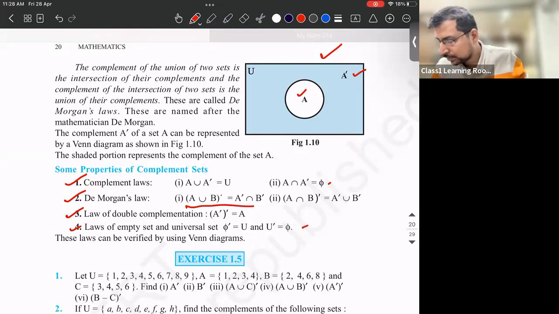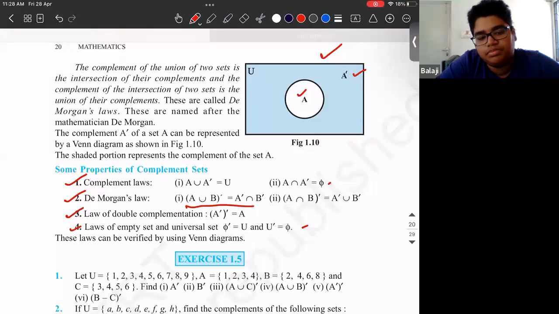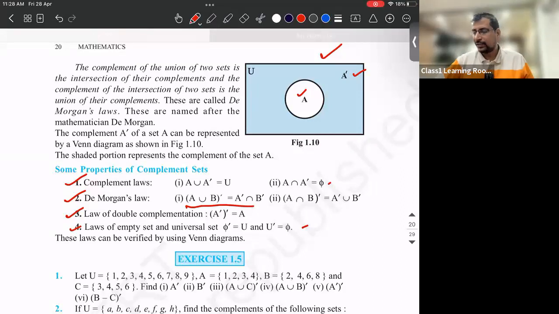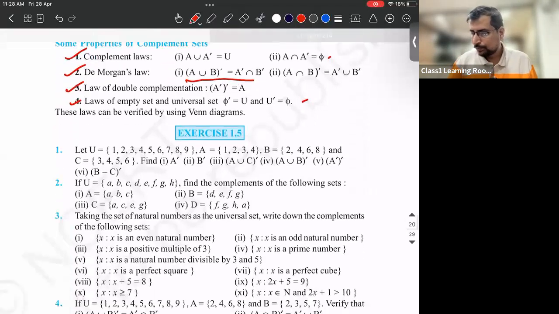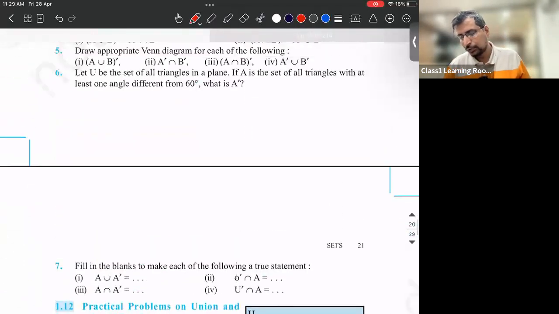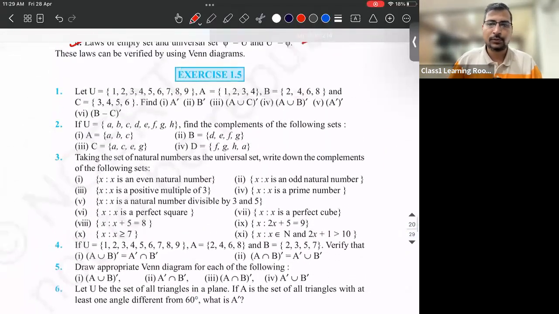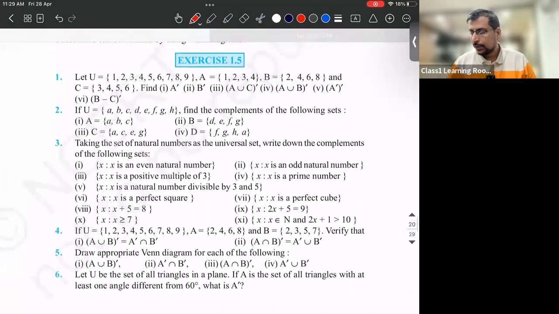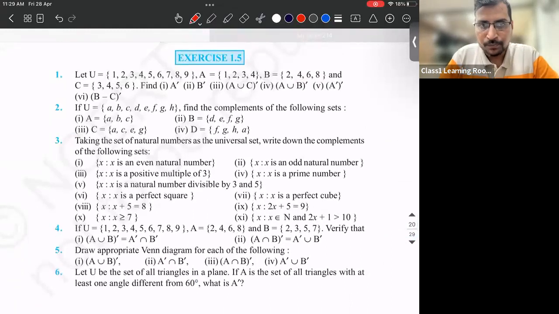Right? So the basics are built, right? We'll go to exercise 1.5. As I told you, there are only 7 problems. It should not take more than 10 minutes for us to complete. So like yesterday, we'll start one by one. We'll start with Anirudh. First problem, tell me.